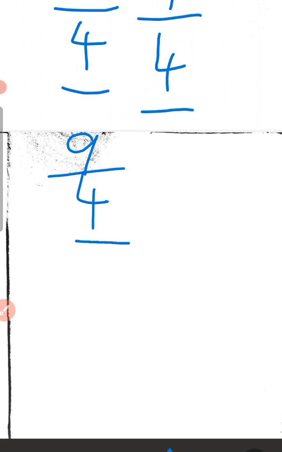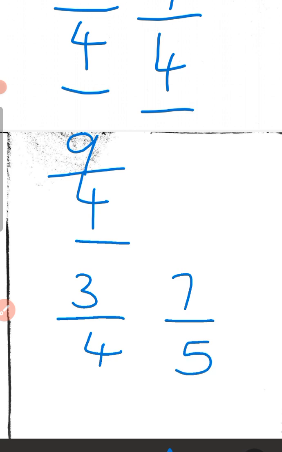Unlike fractions means 3 by 4, 7 by 5. These are unlike fractions because they have different denominators. Same denominators are like fractions, different denominators are unlike fractions.